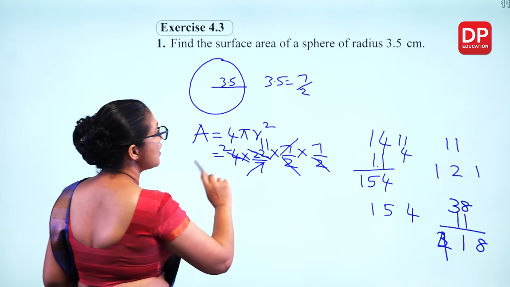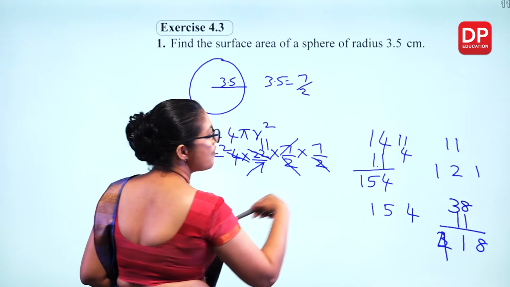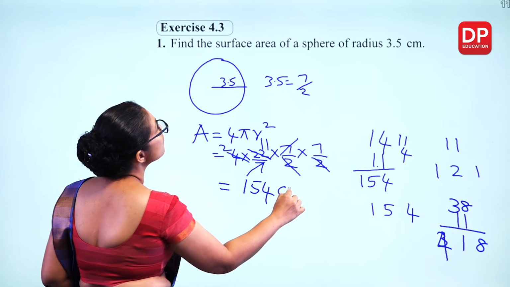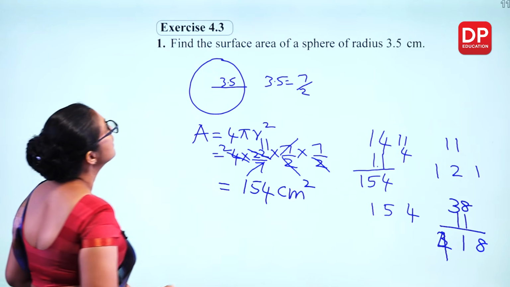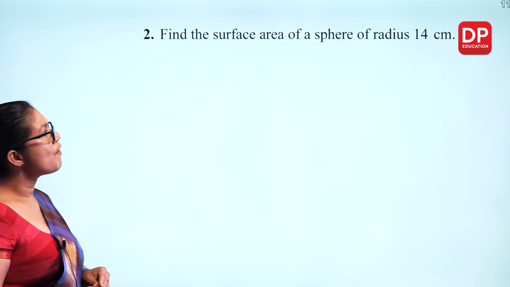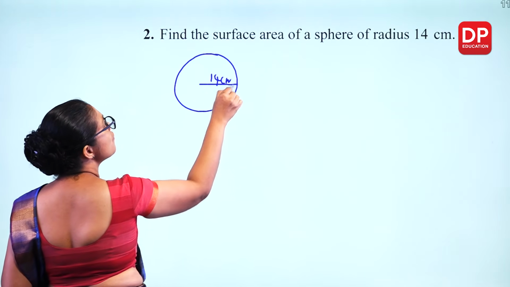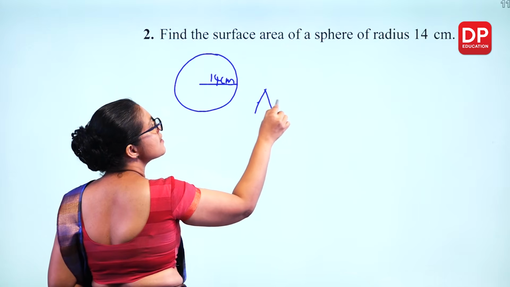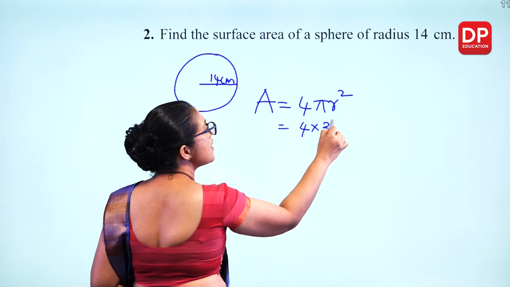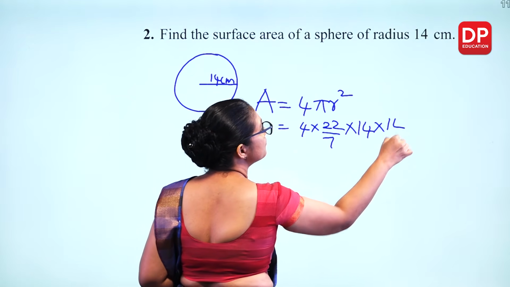So here what you get, 14 times 11, you get 154 square centimeters. And question number 2. Find the surface area of a sphere of radius 14. So here radius is given 14 and you are asked to find out the surface area. So surface area is 4 pi r squared. 4 times pi is 22 over 7. Radius is 14.